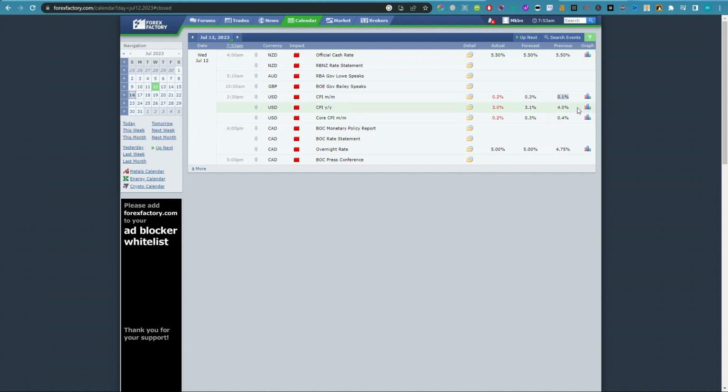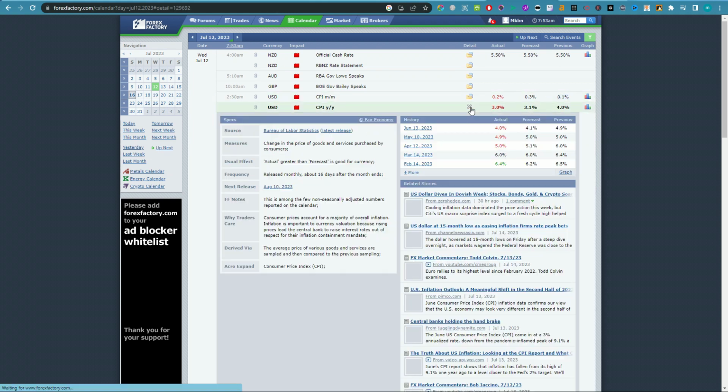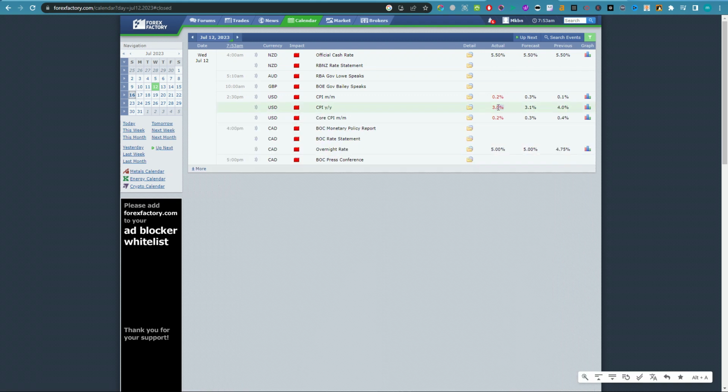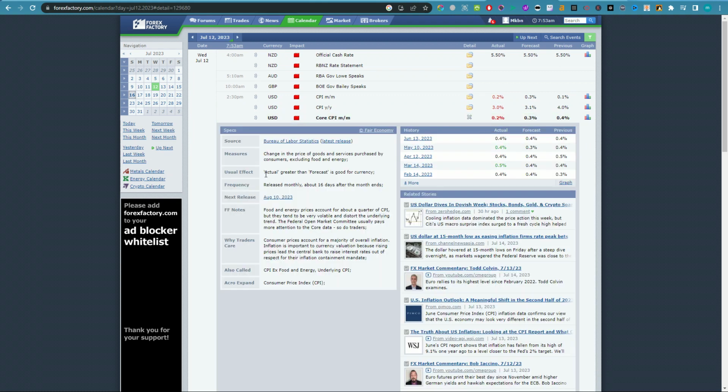So I want to see this being greater than this one, and as you can see, if you click here again, it tells you the same thing: actual greater than forecast is good for the currency. So you just look at this and compare the numbers. If this one is greater, then it's going to be good for the currency. And I'm going to show you something. You come to this one and do the same thing. Actual greater than forecast is good for the currency.